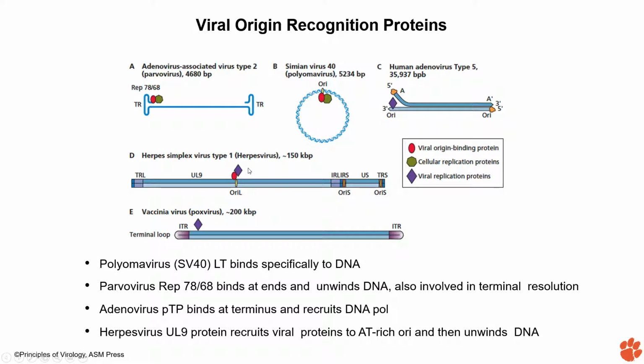Here also, you can see the herpes simplex virus, there are many others. That's why names are not required. But you can see that it can bind to ORI-L, as well as there will be some replication proteins bound to the ORI-S, and there are multiple sites in there. And in the vaccinia virus, the replication starts close to one of these loop structures.